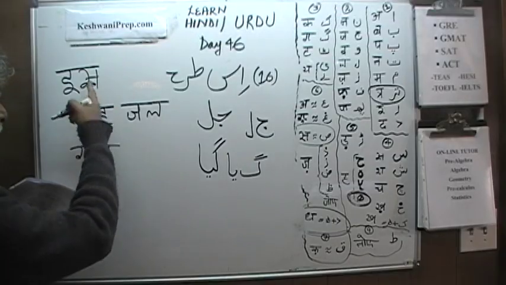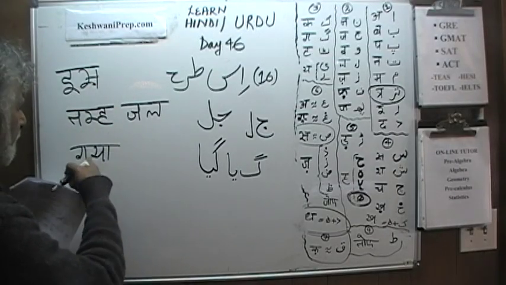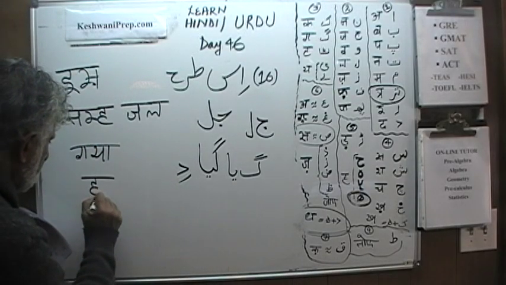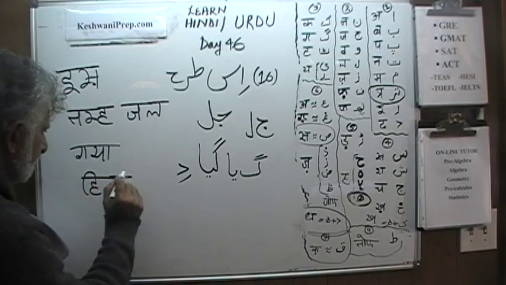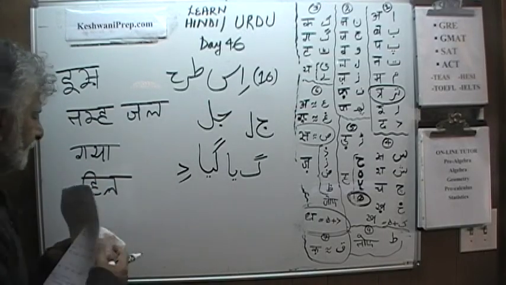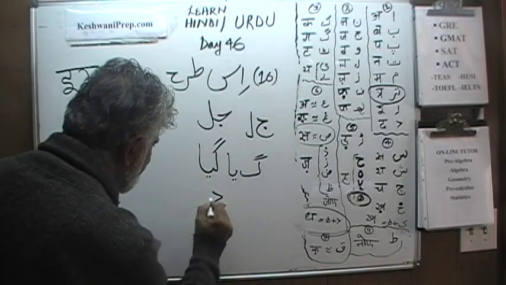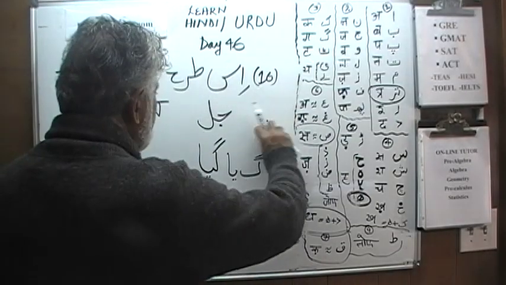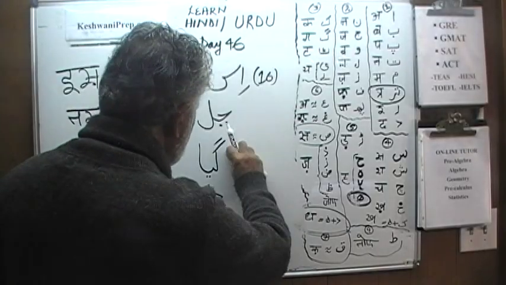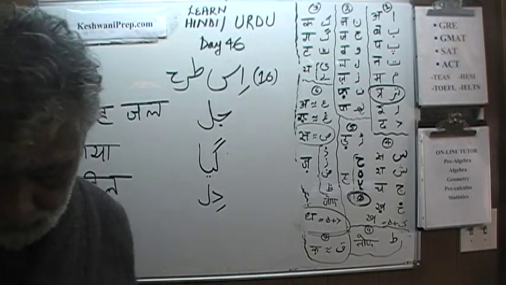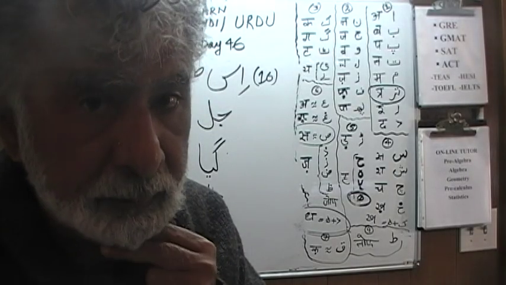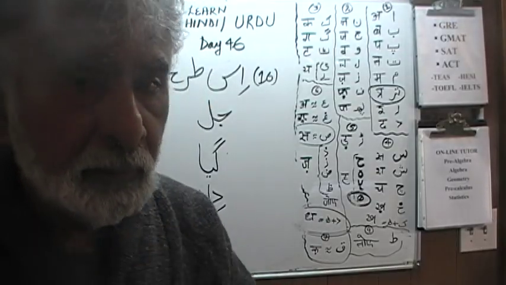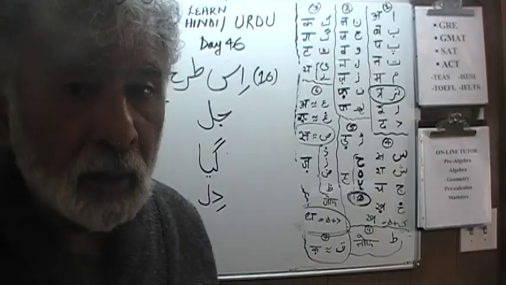इस तरह दिल, इस तरह जल गया दिल, दिल, द, छोटी की मात्रा, लो, दिल. इस तरह जल गया दिल, इस तरह जल गया दिल. My heart burned in that manner. My heart burned in such a way. That's what she means. My heart burned in such a way. And in the next line, we'll find out how her heart was burning.